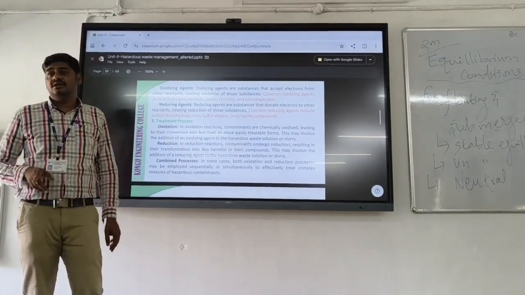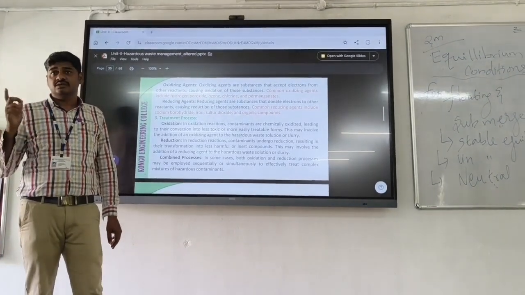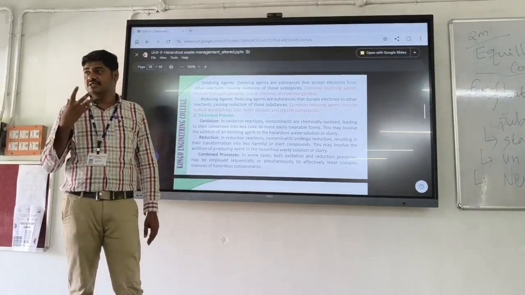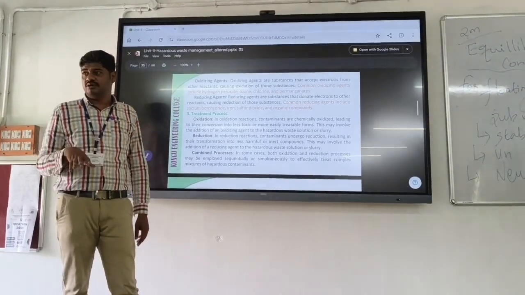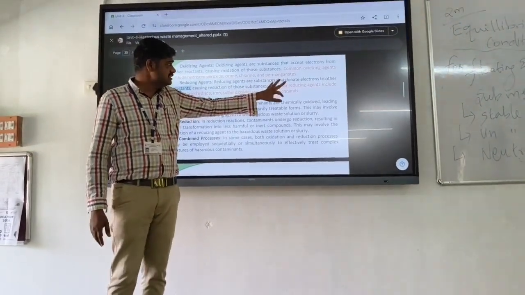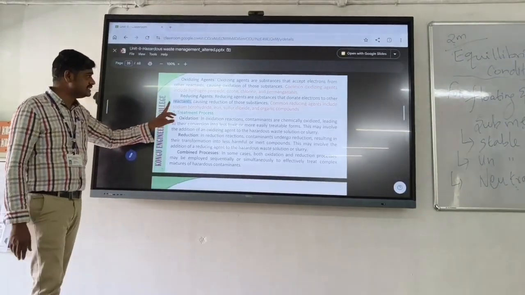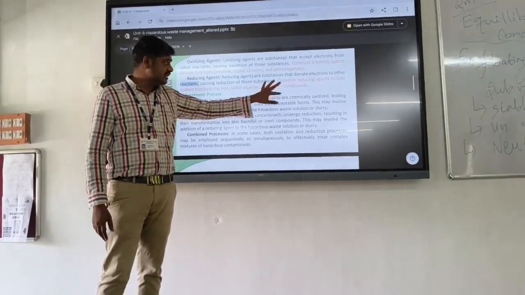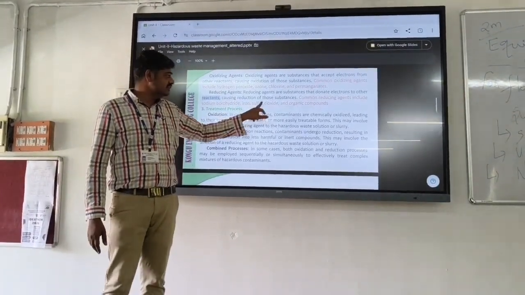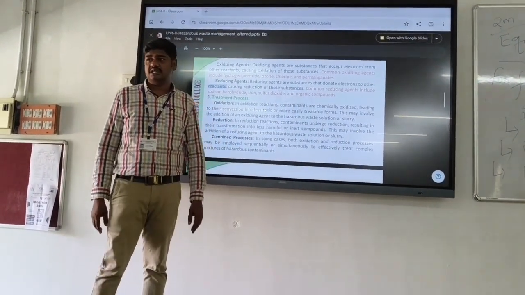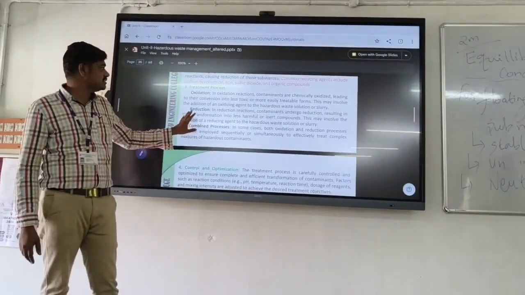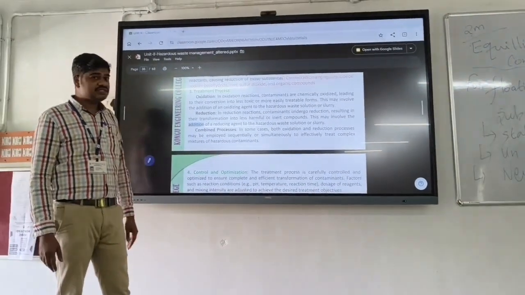At your home, when the municipality supplies water, it often smells of chlorine, because they use chlorine powder. Reducing agents are substances that donate electrons to other reactants, causing reduction of the substance. Common reducing agents include sodium borohydride, iron, sulfur dioxide, and organic compounds.